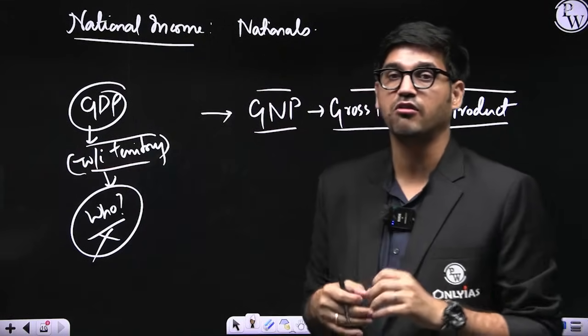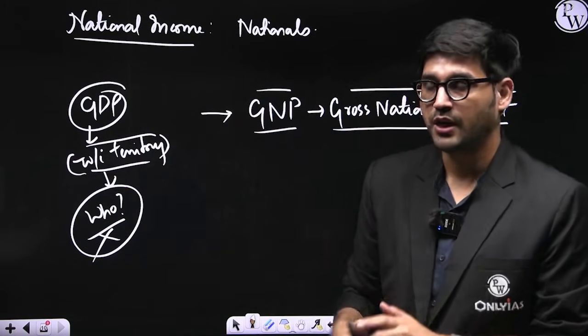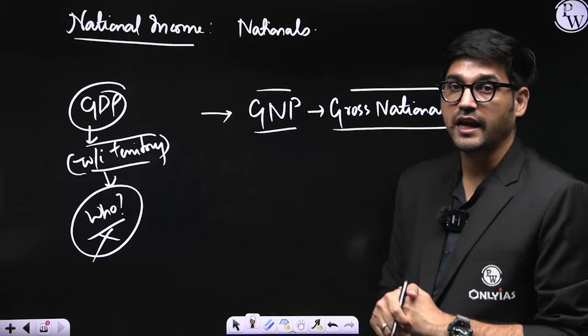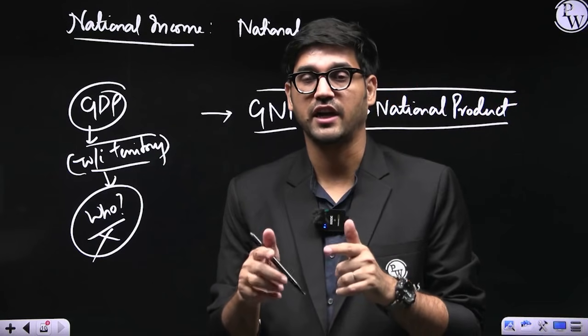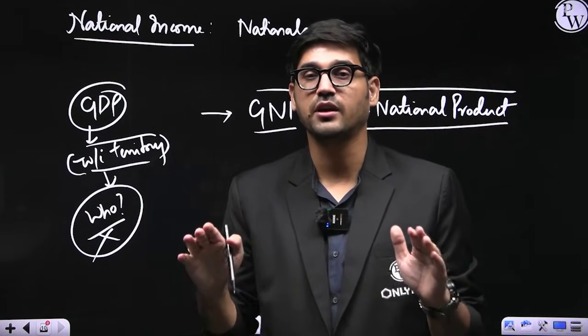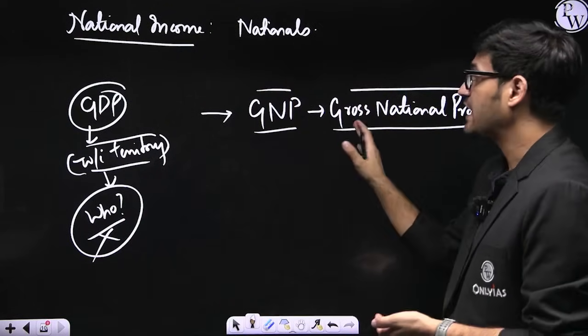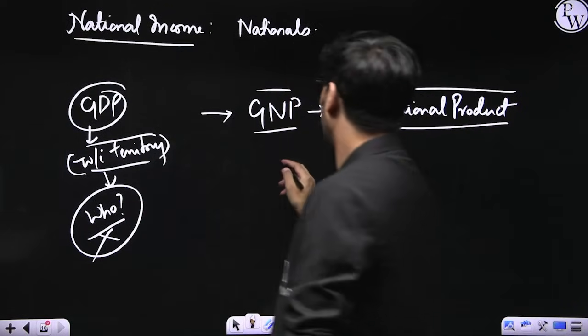GDP cares about where it is being produced. It does not care about who is producing it. GNP, on the other hand, cares about who is producing it. We are looking out for our nationals. How much are they producing? It does not care about where they are producing it. How do we arrive at GNP? This you do.